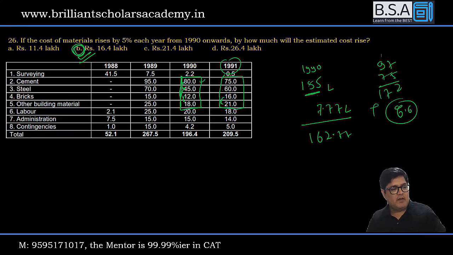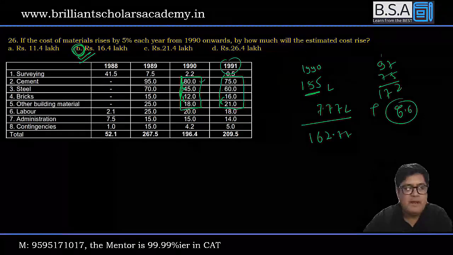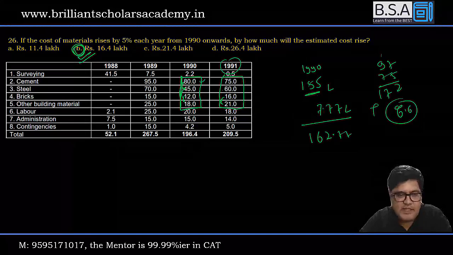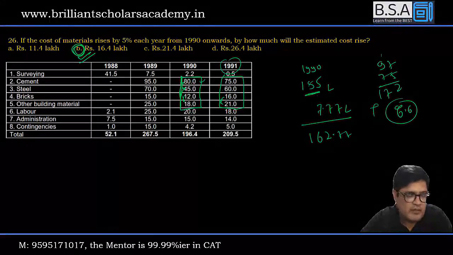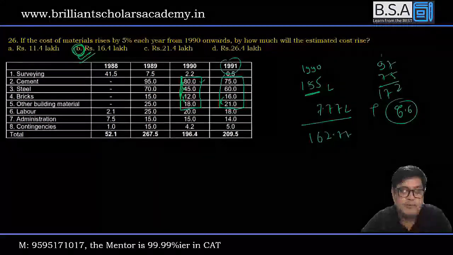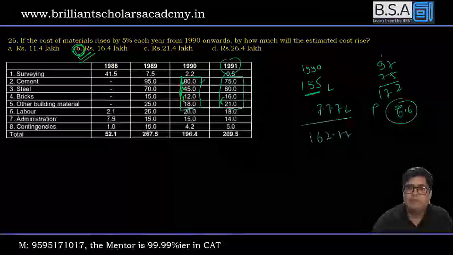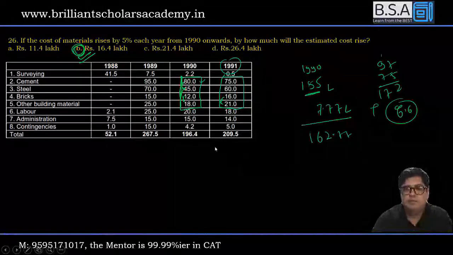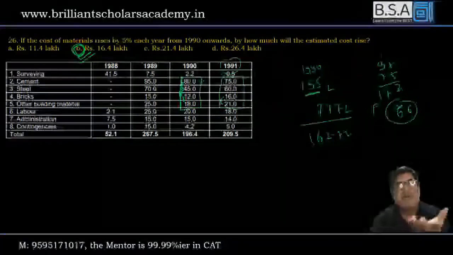Every year the material cost increases by 5%. So you calculate 5% for both and add, yes, 16.37, 16.38 lakhs. So pure calculations.